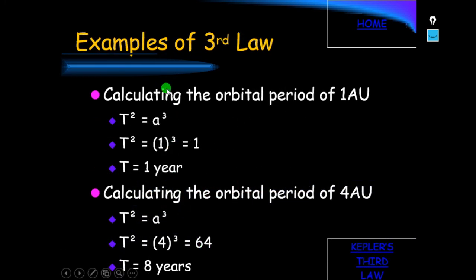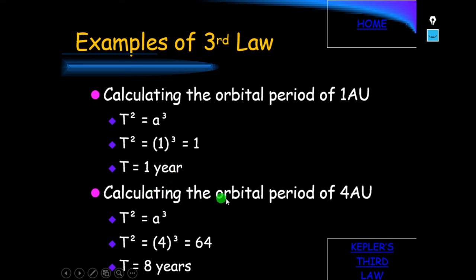Now let us see few examples relating to third law. So calculating the orbital period of one astronomical unit, that is T square is equal to a cube. So our semi-major axis is given as 1. So T square is equal to 1 cube, that is equal to 1. That means time period is equal to 1 year.